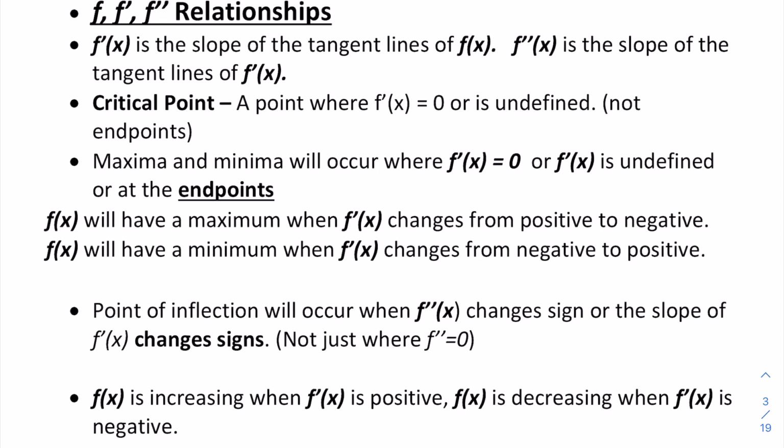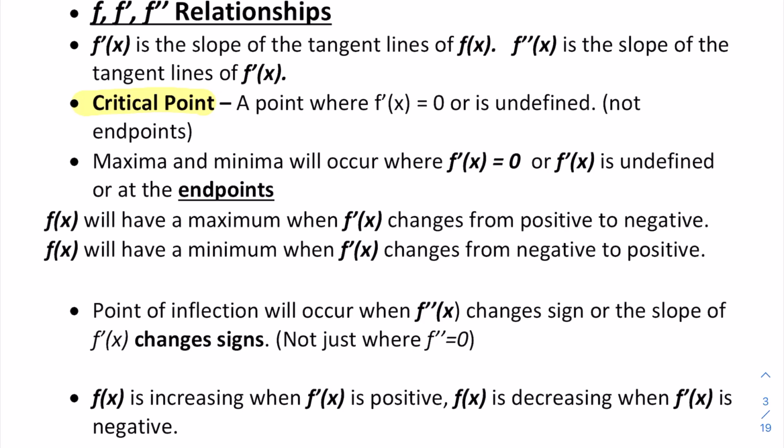Some things to know. You need to know what a critical point is. They use that. That's basically where the maxes and mins could possibly occur. Doesn't mean they have to. It's where f prime equals 0 or is undefined, but not the endpoints. Endpoints can be maxes or mins, but they are not considered critical points.